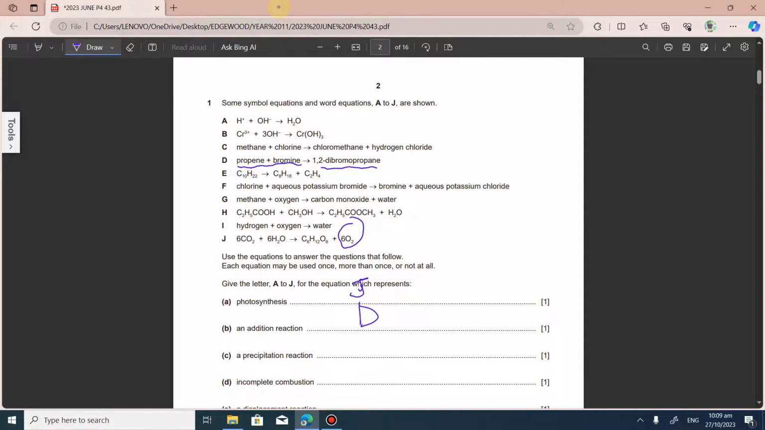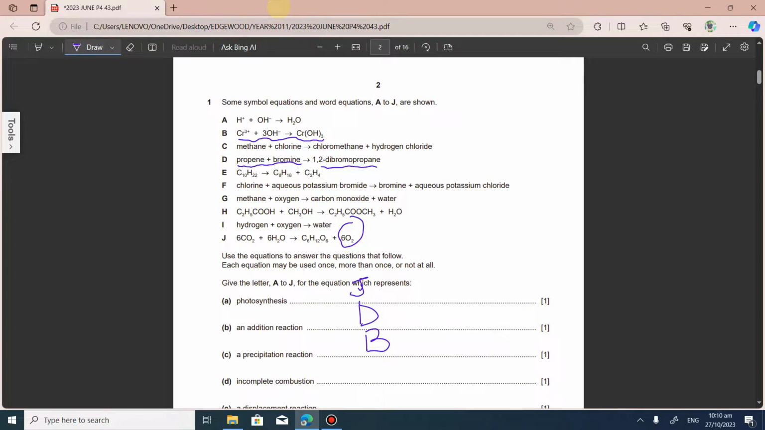Next one says a precipitation reaction. Now a precipitation reaction is a reaction that forms a precipitate, and we all know what a precipitate is: an undissolved solid. So if we look at all the equations we are given here, we see that equation B has what we call the chromium 3 hydroxide precipitate, which is green in color. So that is the answer to that.